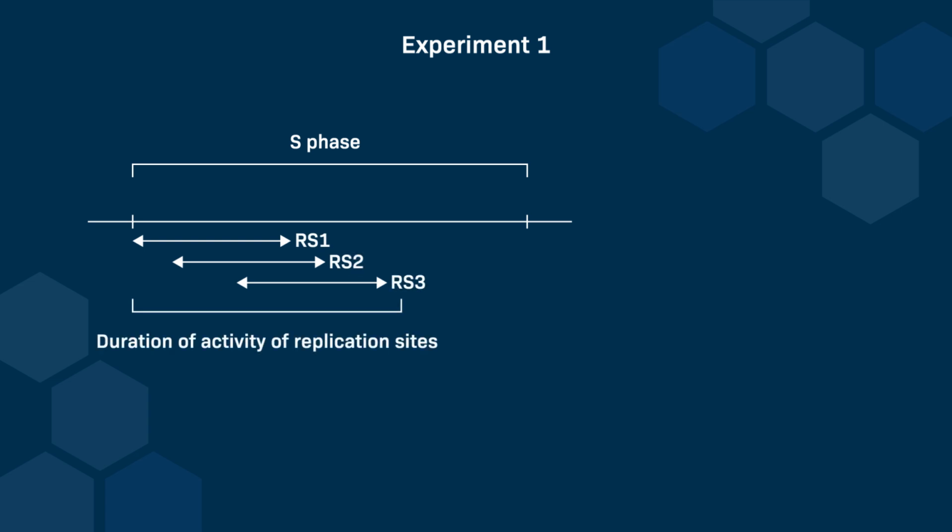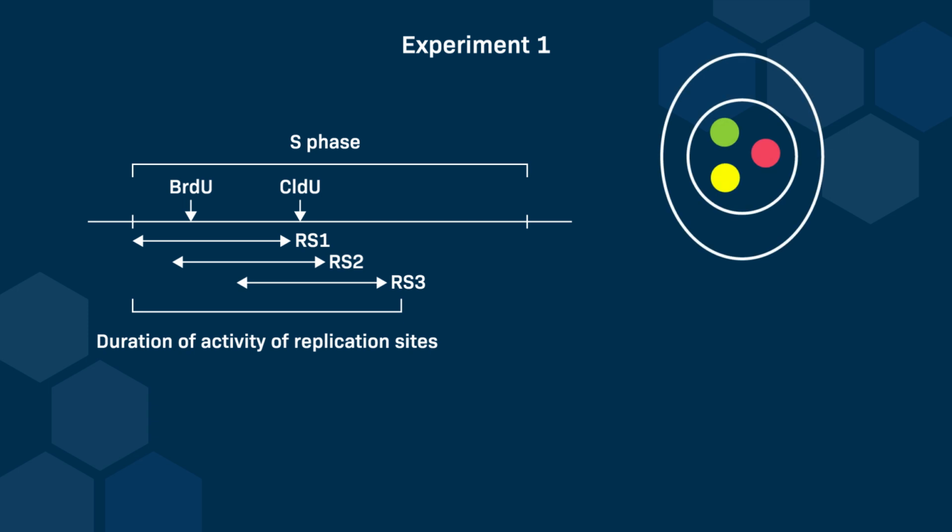In the first experiment, there are 3 replication sites, labeled RS1, RS2, and RS3. Each is active at different times during the S phase. RS1 and RS2 are both active during the BRDU pulse, while RS1 is inactive during the CLDU pulse. In contrast, RS2 and RS3 are active during the CLDU pulse. The expected results are as follows.